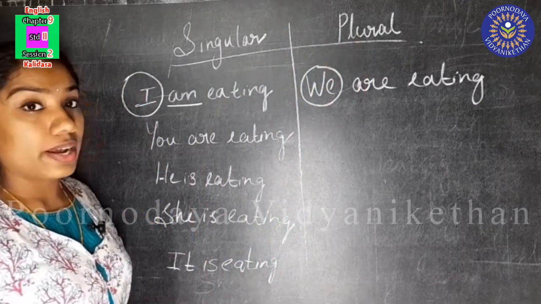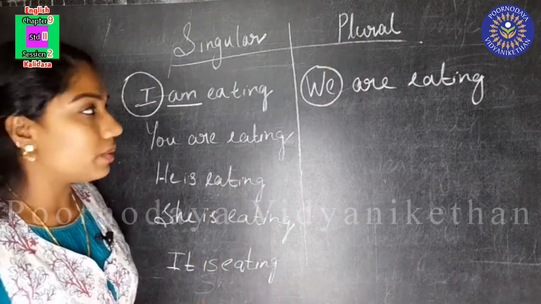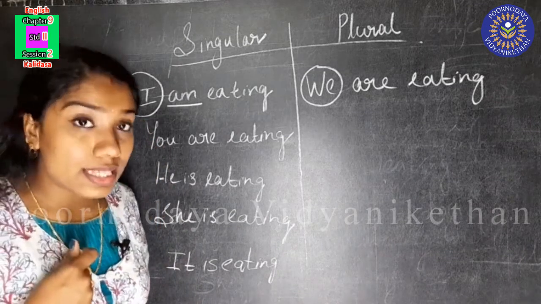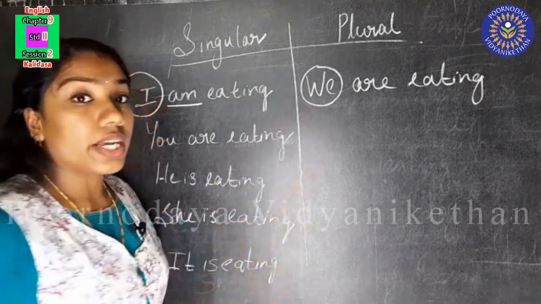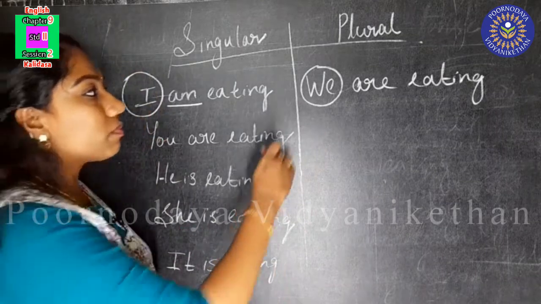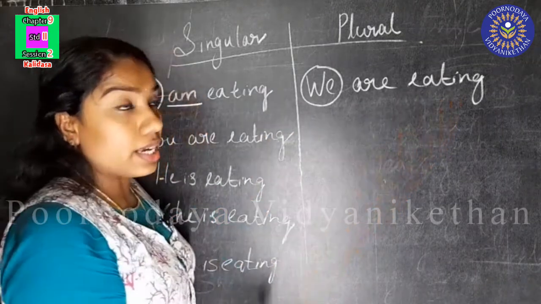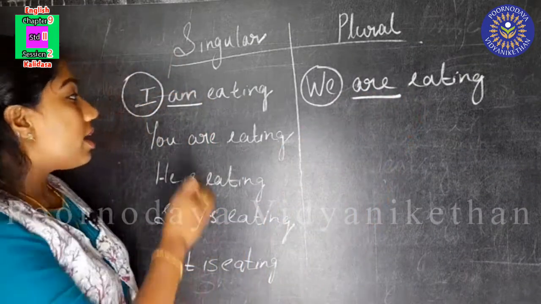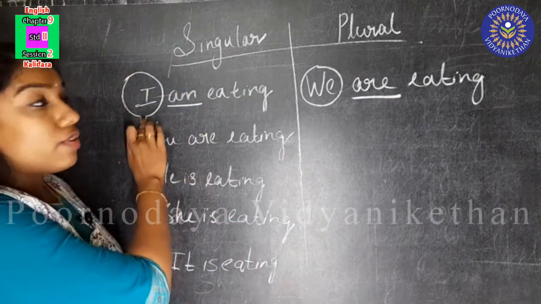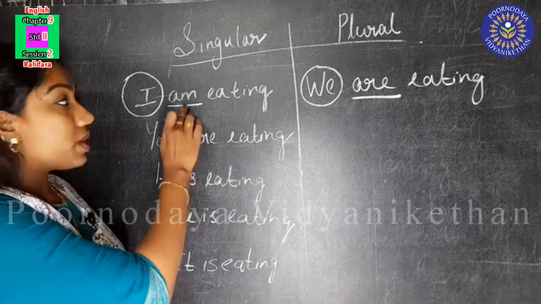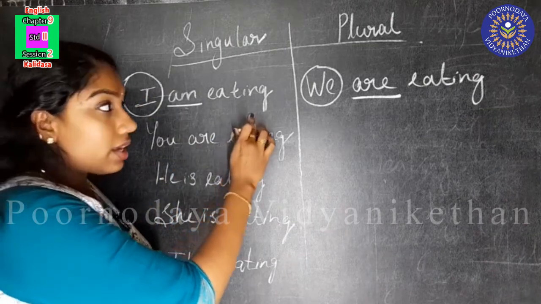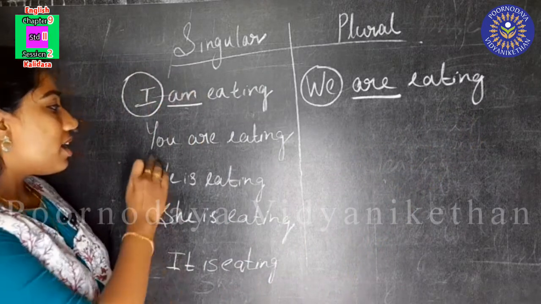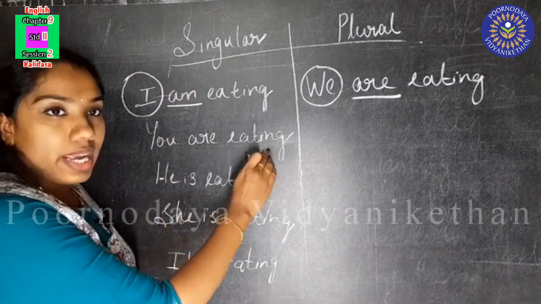That means there are more people. Here there is only one person, that is I. Here there are more people. We are eating. With the plural form we added are. Here with the singular form we added am. I am eating. We are eating. Did you understand, children?